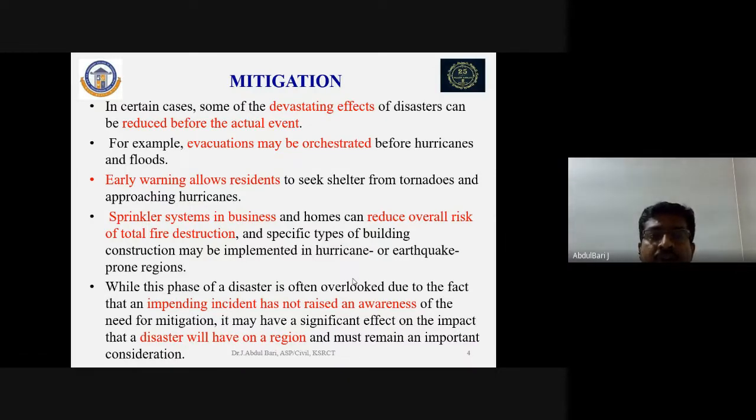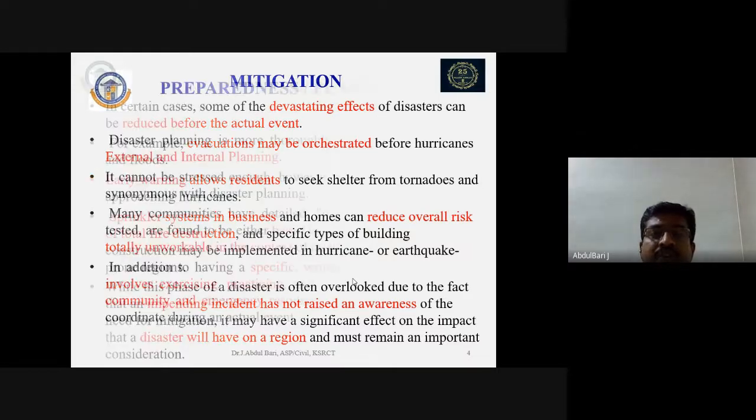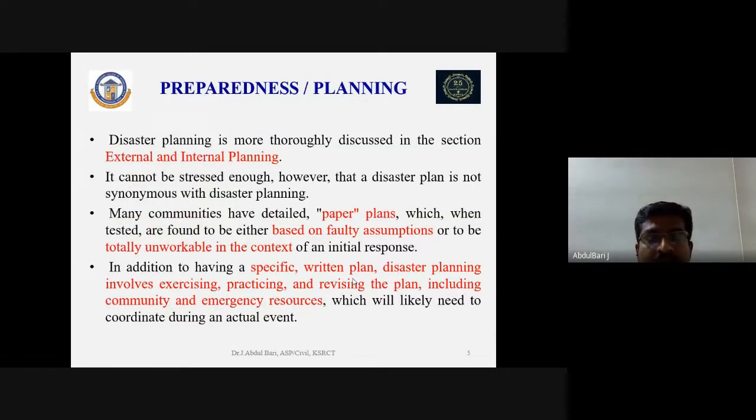This phase of disaster management is often overlooked because an impending incident has not raised awareness of the need for mitigation. It may have a significant effect on the impact that disasters will have on a region and must remain an important consideration. So this is about the mitigation phase. In the mitigation phase, some of the devastating effects of disasters can be reduced before the actual event. The next one is the preparedness as well as the planning phase.